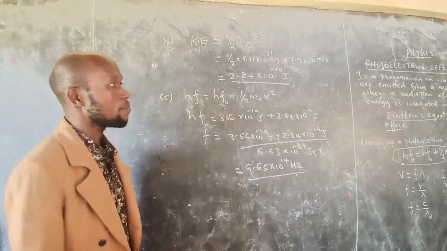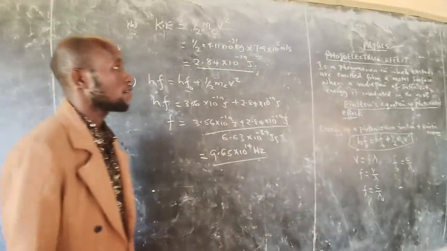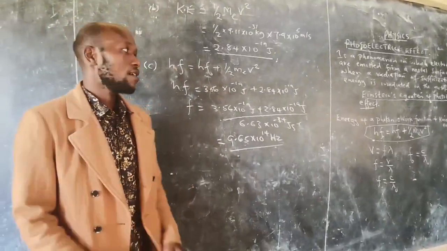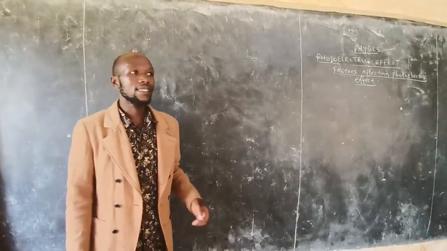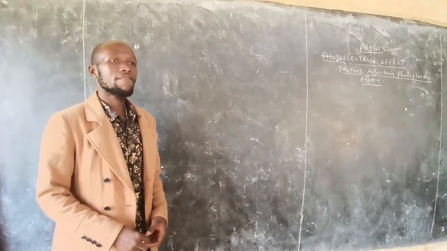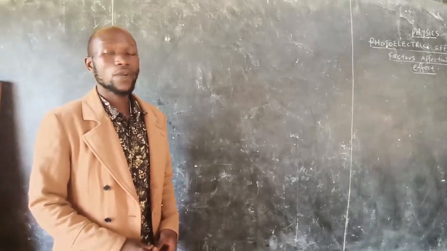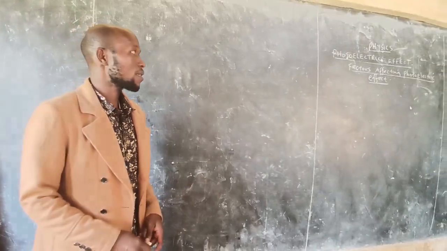So that's an example that applies Einstein's equation of photoelectric effect. Now you can go and look for more examples for your own practice. We have looked at Einstein's equation of photoelectric effect. Next we want to look at the factors which affect the photoelectric effect. We have three factors, and that's what I want us to look at.